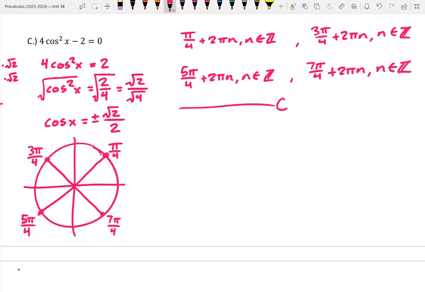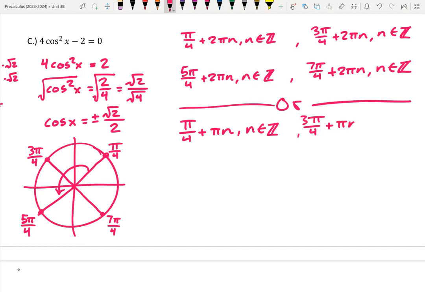However, can we condense it? Can we condense it down to 2? Are there things that are directly across from each other? Okay, so then I could condense it down to pi over 4 plus just pi n, n is an integer. And then that would take care of pi over 4 and 5 pi over 4, because those are directly across from each other. And 3 pi over 4 plus pi n. All right, and that would be correct.